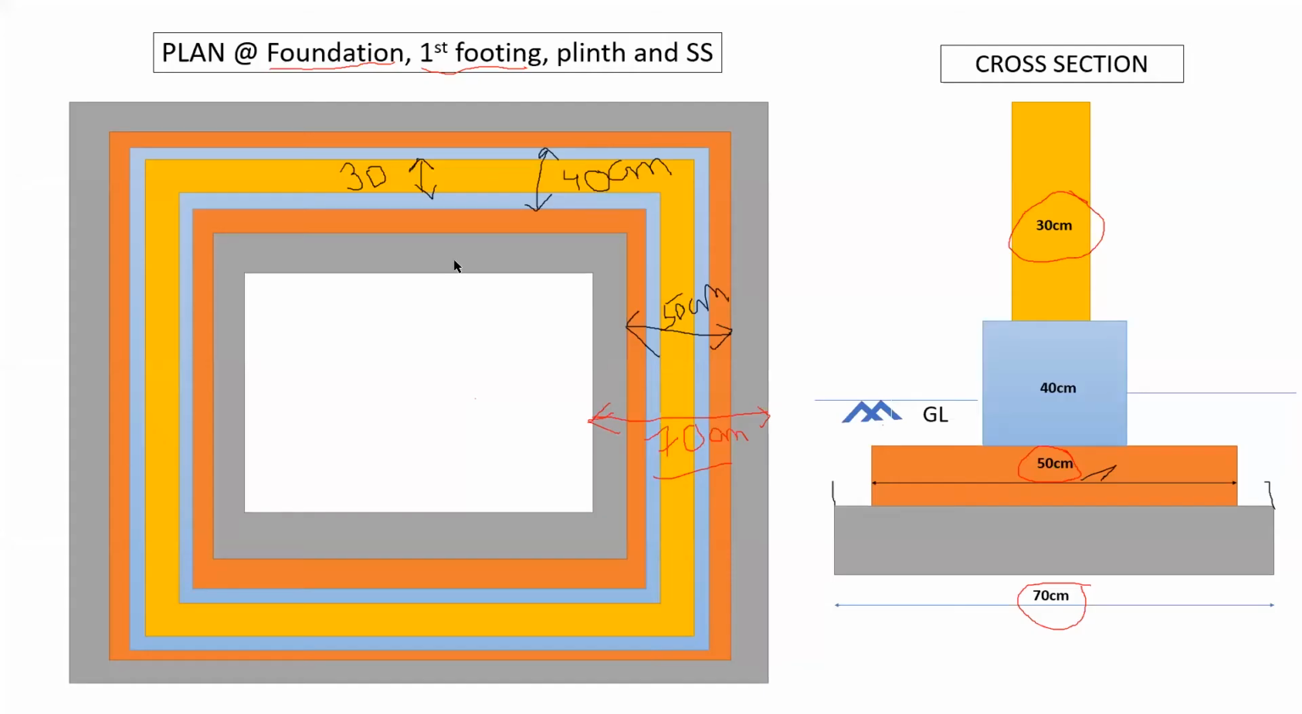Now you can imagine this: the foundation concrete, the second one is the first footing, the next one is the plinth, and then the main wall. If you have clarity up to this point, it will be very easy for you in the next problems. I think everyone understood this.